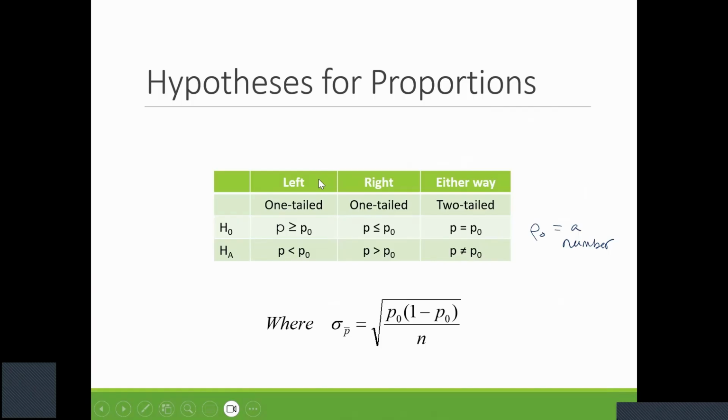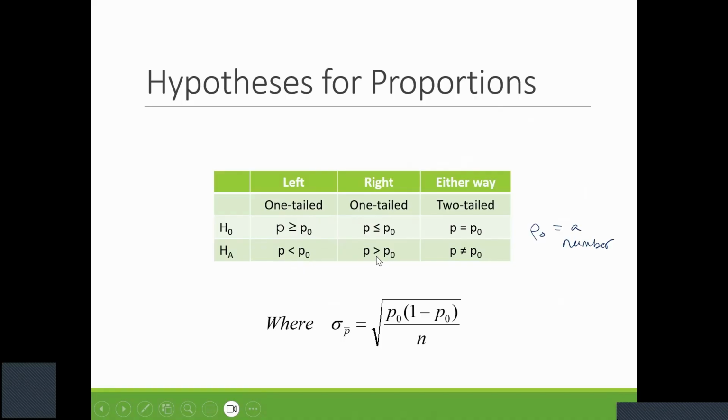Then the left one-tailed says, we're only willing to look for evidence that says that the proportion is less than a number. We're not interested if it's greater, we're just interested if it's less than this number. So that's what the alternate looks like. And then the null is the complement, so rho is greater than or equal to that number.